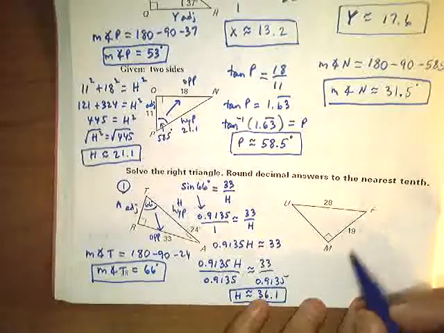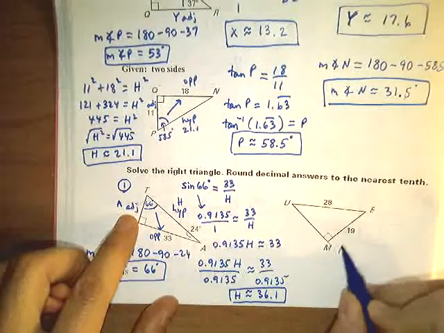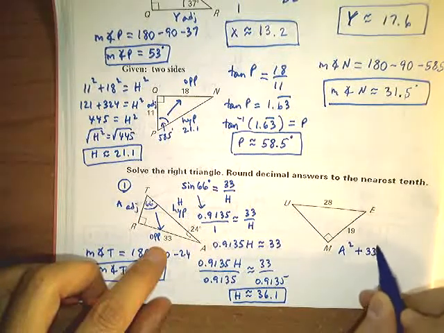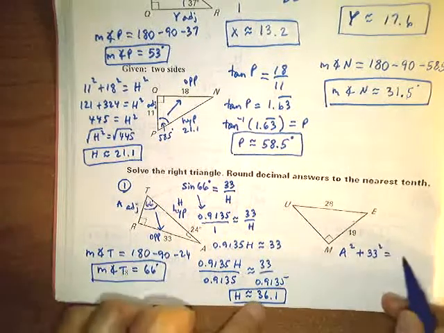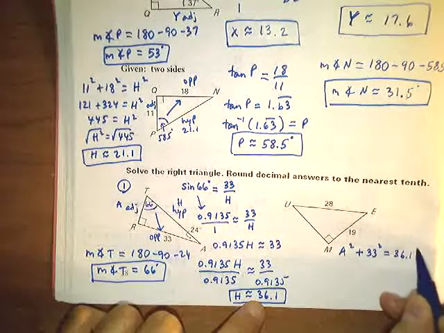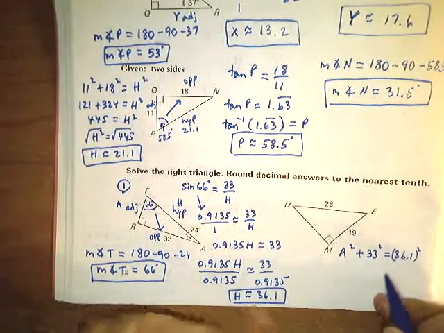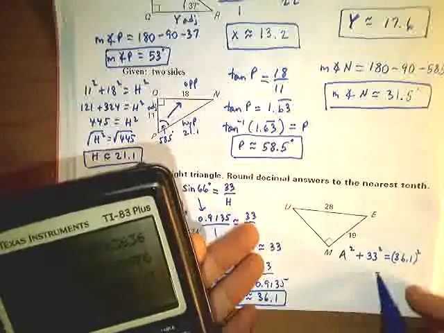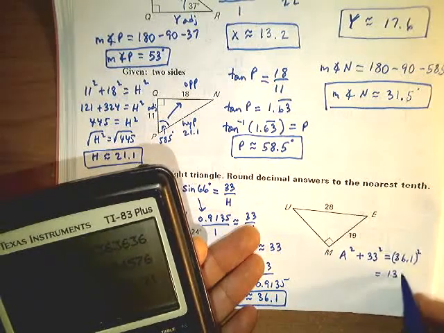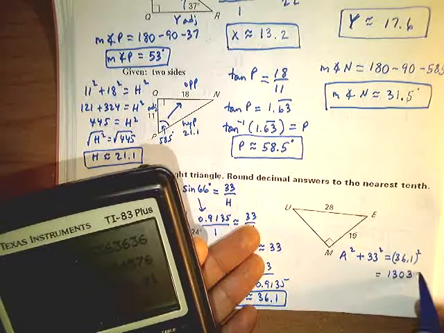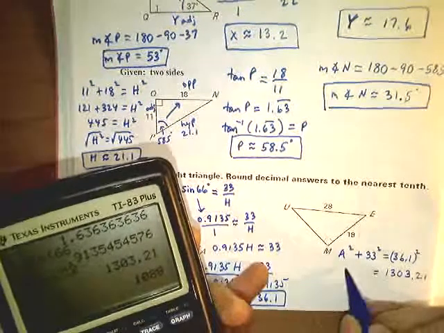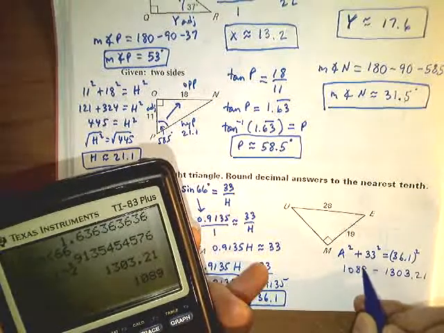Let's use the Pythagorean theorem. If I have leg squared plus leg squared equals hypotenuse squared, let's see, 36.1 squared is 1,303.21. 33 squared is 1,089.